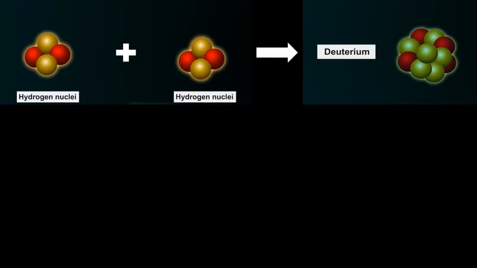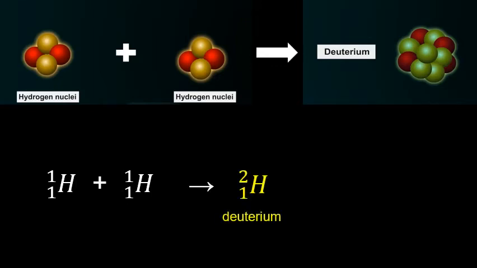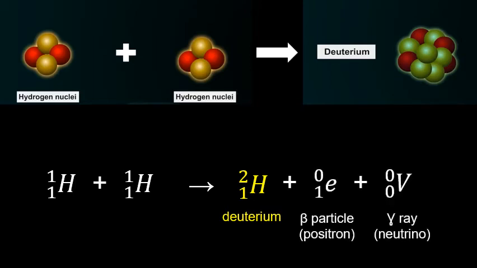Okay, based on the example of nuclear fusion just now, this is the equation. 2 of hydrogen 1 are combined together. Then it produces a bigger and heavier hydrogen 2, which we call the deuterium nucleus. According to the radioactive decay from your previous knowledge, this process releases 1 beta particle and 1 gamma ray, both of them also known as positron and neutrino respectively.